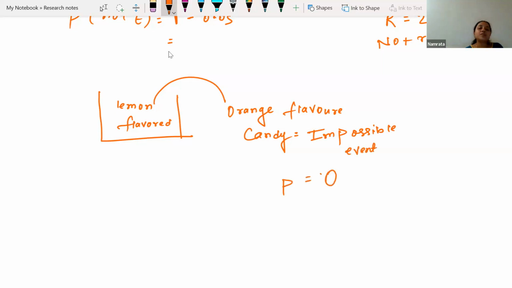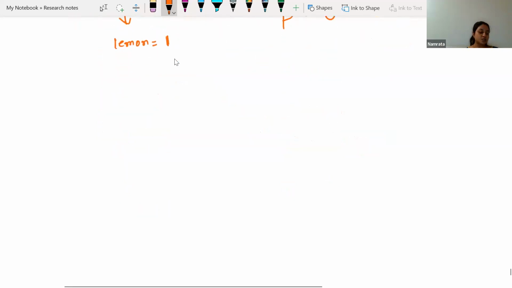The second one says a lemon flavored candy. From this bag, if I want to pick a lemon flavored candy, there is a 100% chance, whatever I pick will be lemon flavored only. That means the probability of picking out a lemon flavored candy will be 1, because probability of a sure event is 1 and of an impossible event is 0. Got it? Let's move to the next one.